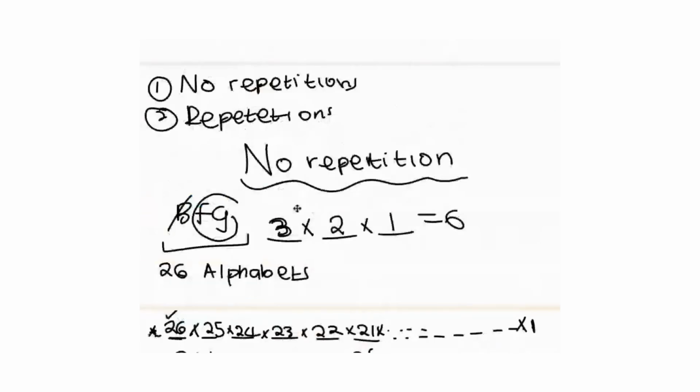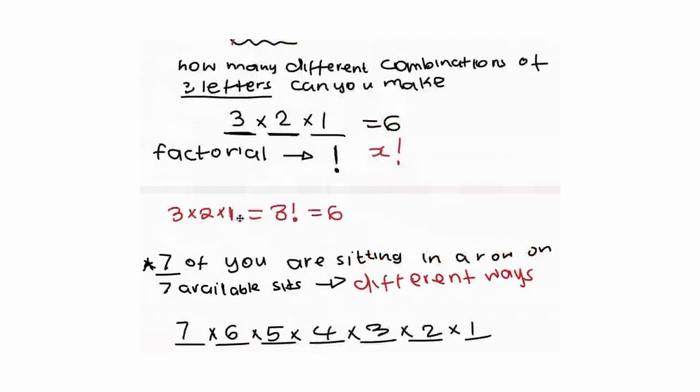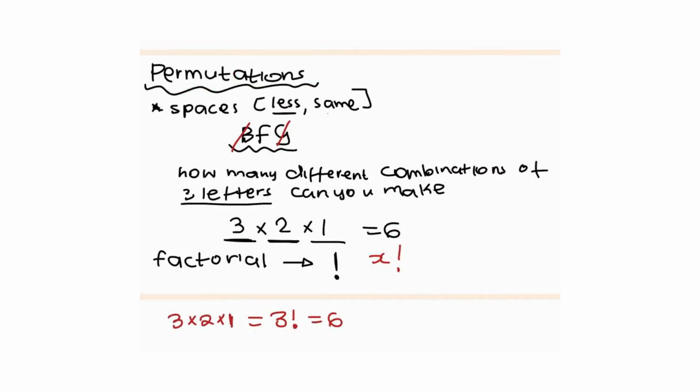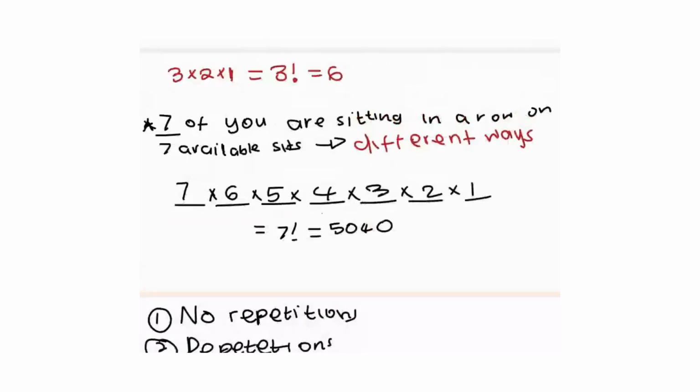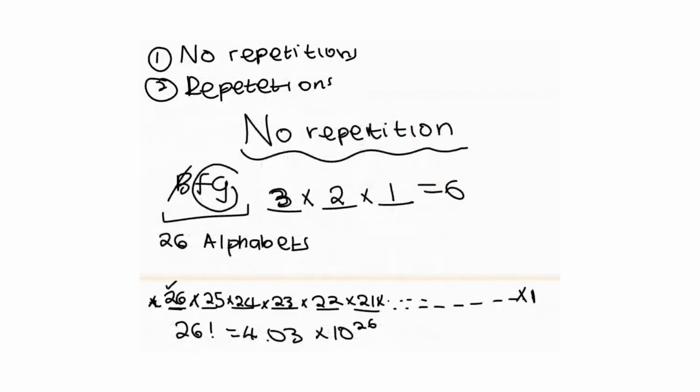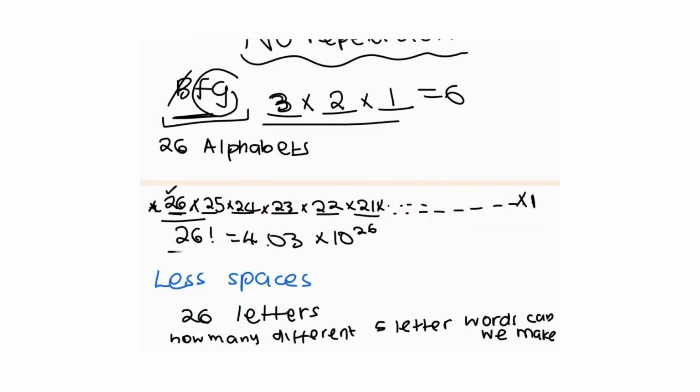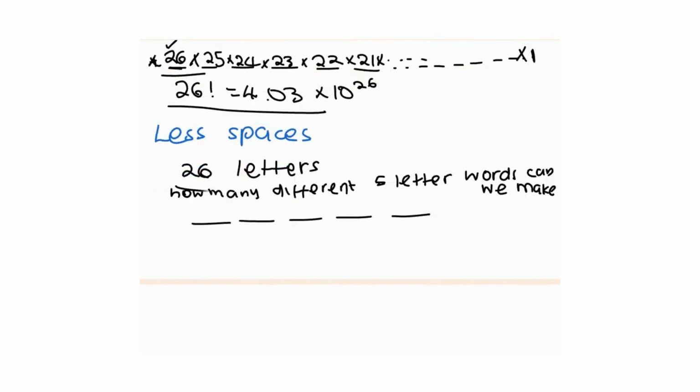So remember this. Remember when we started, guys, I had said you can either have the spaces to be less or the spaces to be the same. Here the spaces are the same because we have 7 learners, 7 seats. We have 3 letters, 3 spaces. 26 letters, 26 spaces. But now 26 letters, 5 spaces.